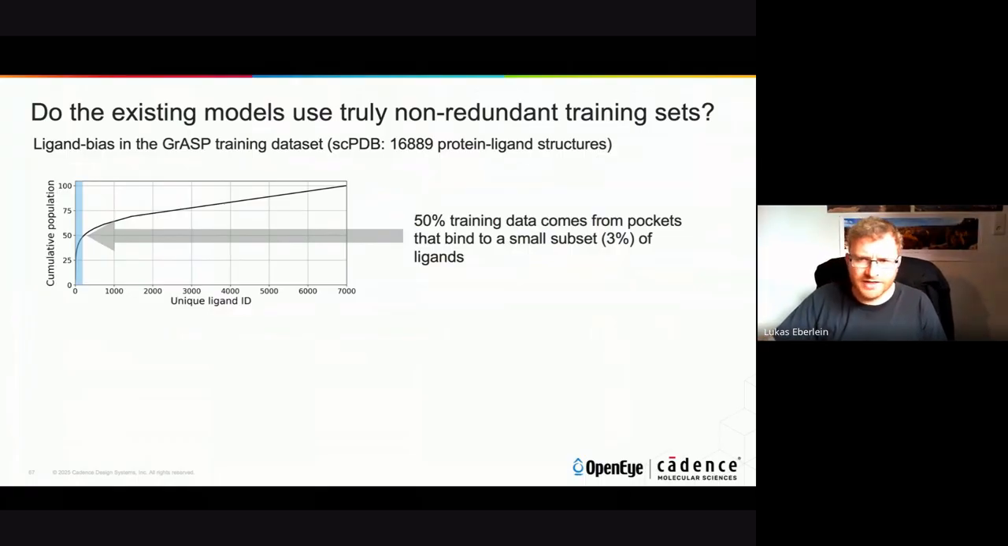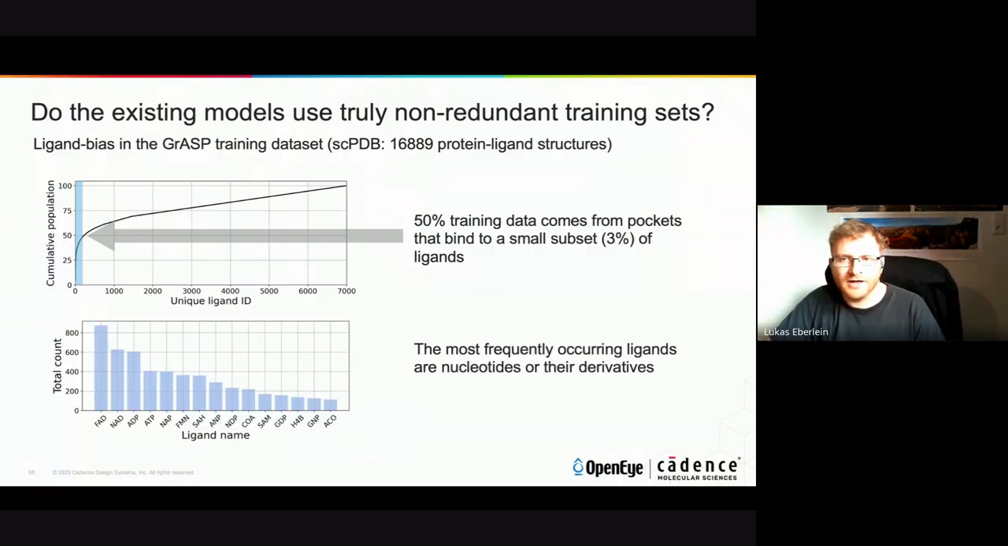If we look at the SCPDB bind dataset, the dataset on which GRASP is trained, it is unfortunate, but around 50% of the training data comes from only 3% of the ligands. So there was not enough attention paid to the ligand chemistry when they did their splitting. And what kind of ligands are those? Well, they are mostly nucleotides or nucleotide derivatives. And we think this is a problem when you try to assess pockets that not necessarily bind nucleotides.